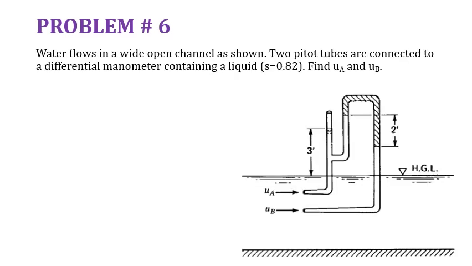So problem number 6 is, water flows in a wide open channel as shown. Two pitot tubes are connected to a differential manometer containing a liquid of specific gravity 0.82. So you can note over here the differential manometer has a lighter liquid of specific gravity 0.82, which is lighter than the flowing fluid, which is water having specific gravity 1. So find the velocities UA and UB.